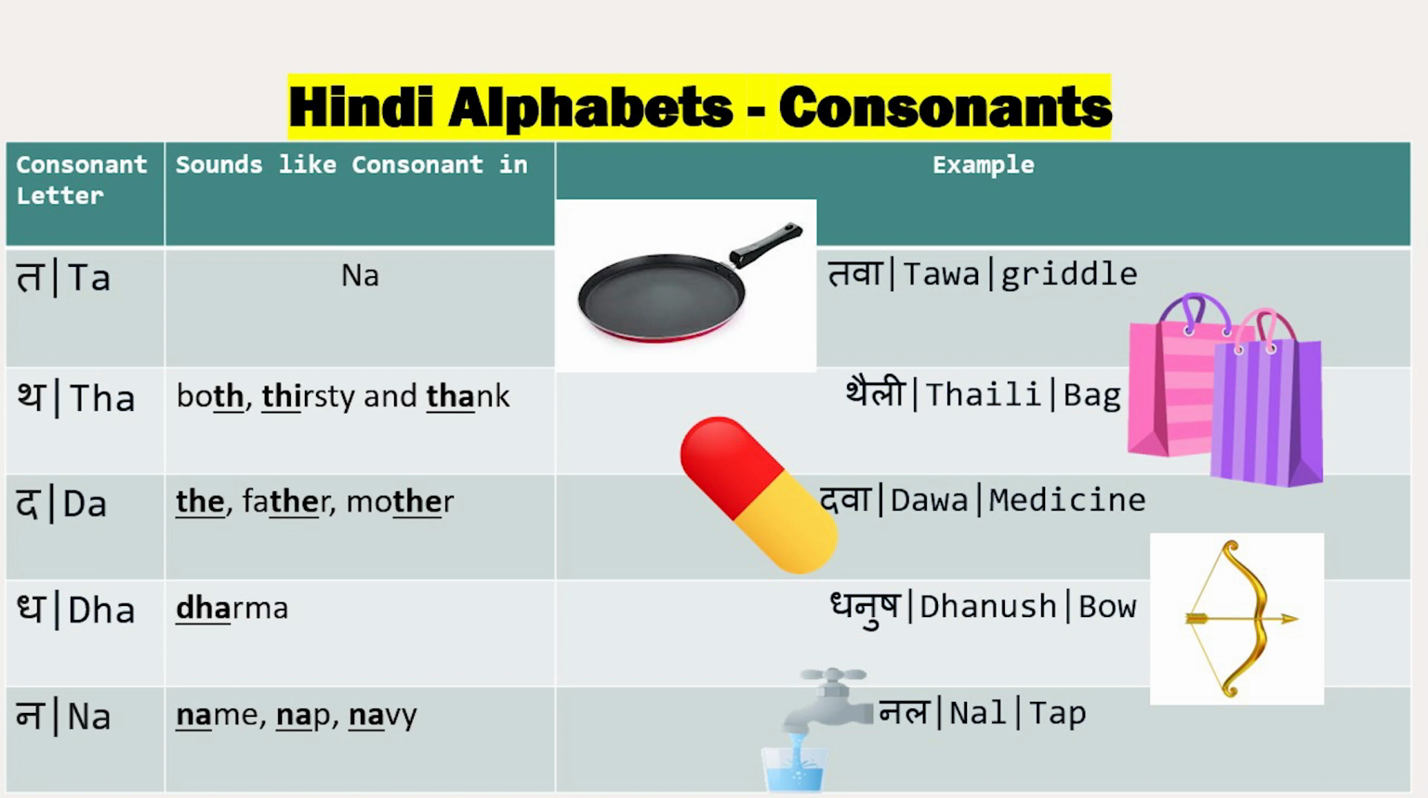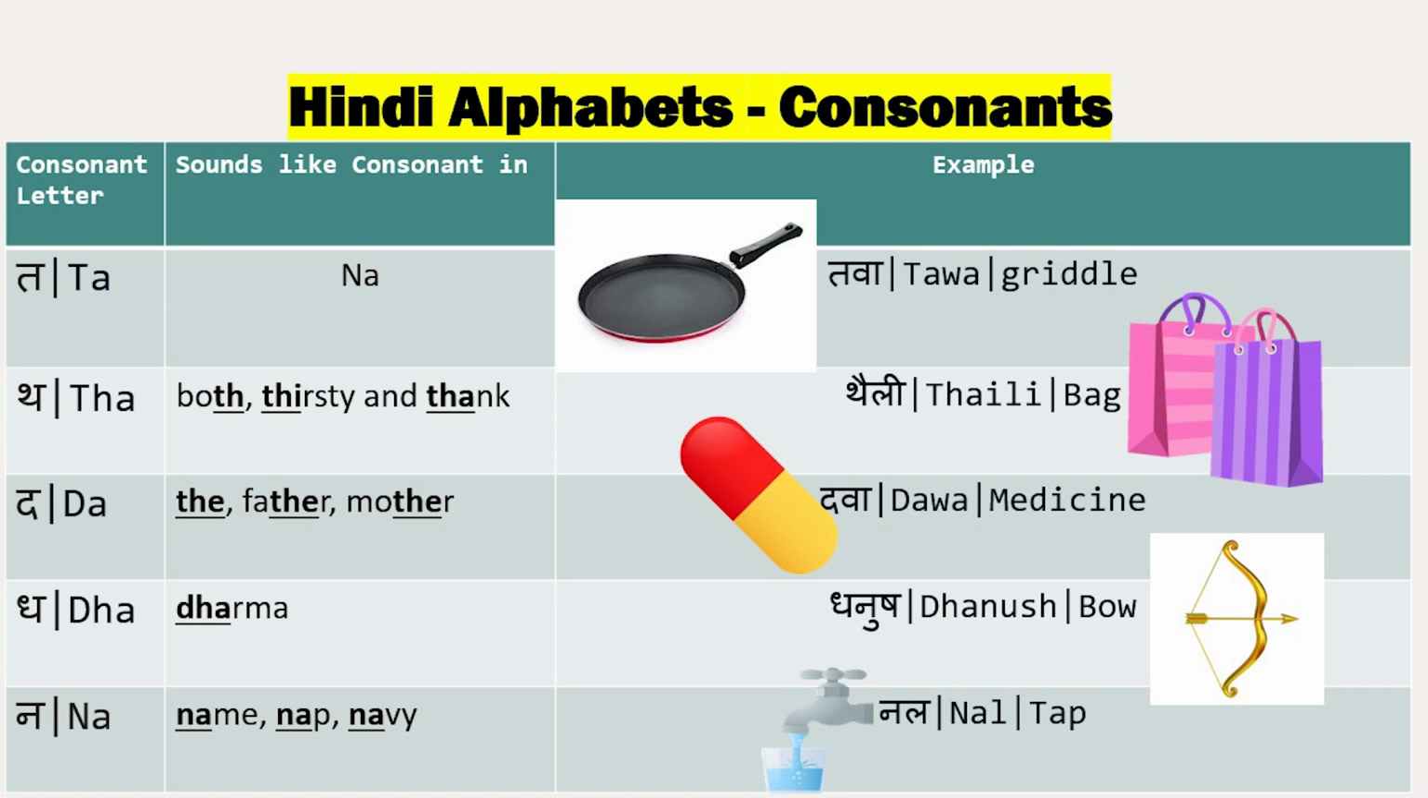Next letter da is like how you pronounce father, mother. The Hindi word dawa, which means medicine, starts with the letter da. Next letter is dha. The Hindi word dhanush, which means bow, starts with the letter dha.